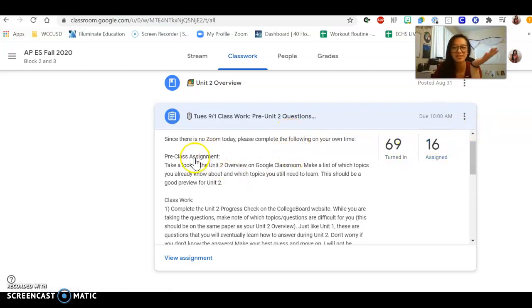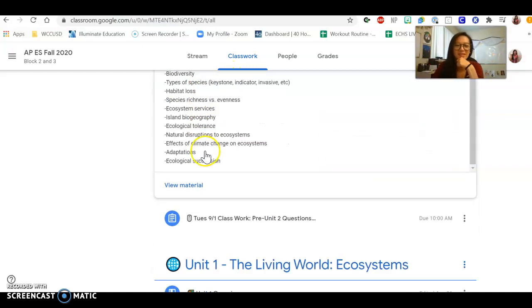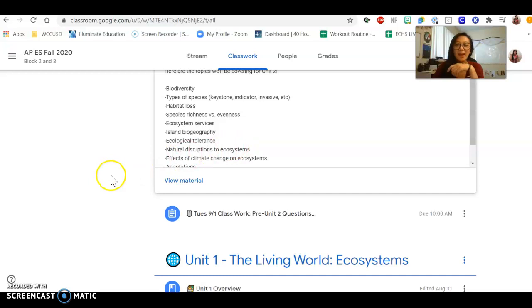So there's still a pre-class assignment. That was to take a look at this Unit 2 overview, take a look at these different topics, and then make a T-chart, kind of like we did with the Unit 1, of things I already know and things I don't quite know yet but would like to.